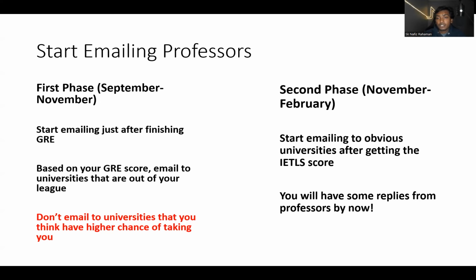Then you should start emailing obvious universities, the universities that you think have a high chance of taking you as a graduate student. And you will have some replies from professors at this point of your application process. So you will move along with it and understand what the professors are expecting from you from those replies that you have gotten from the first phase and the starting of the second phase.